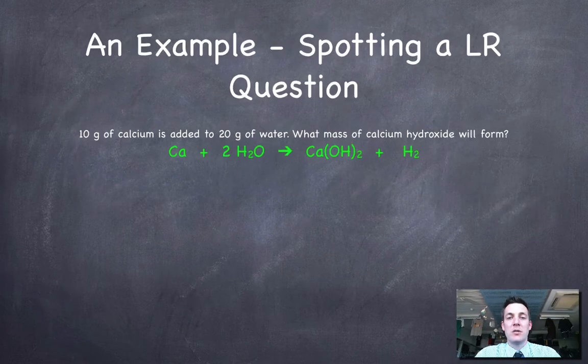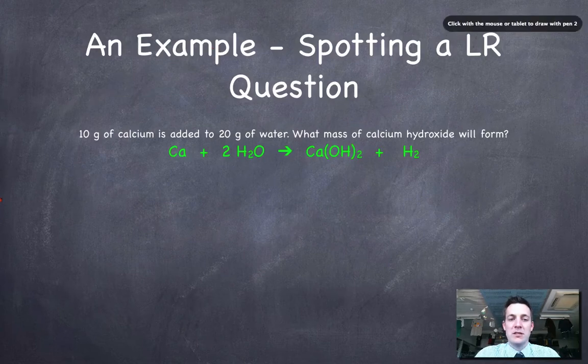So let's have a look at a couple of examples. First of all, how can we spot a limiting reagent question? Well, if you remember, in the mass stoichiometry questions that we've just been looking at, we're told about the mass of one thing and asked to find out the mass of another. Well, here I'm told about the mass of, where's my pen gone? There. My mass of calcium is given to me.